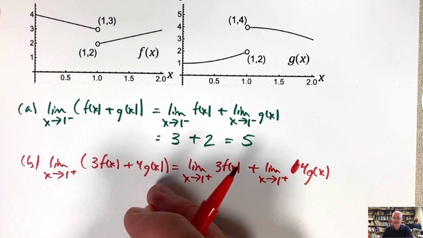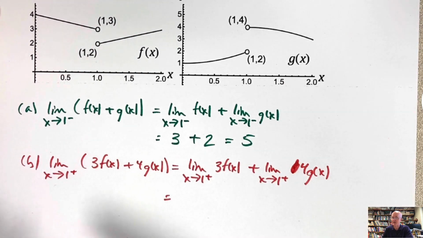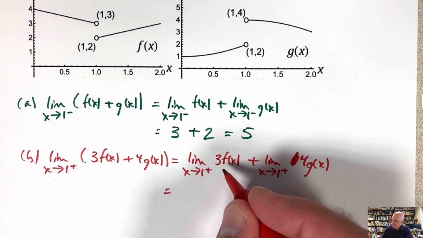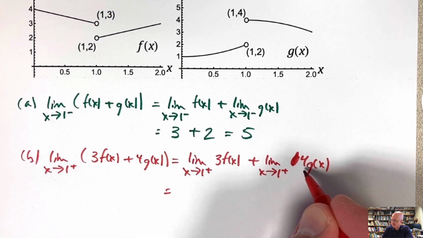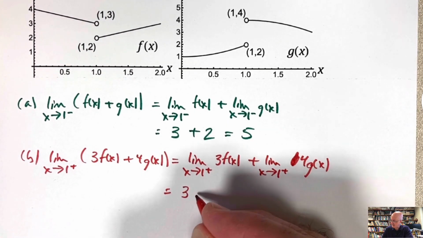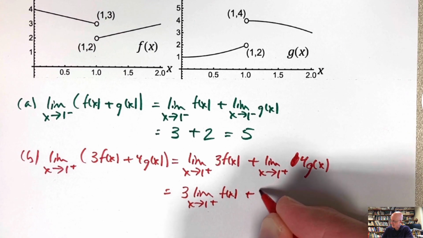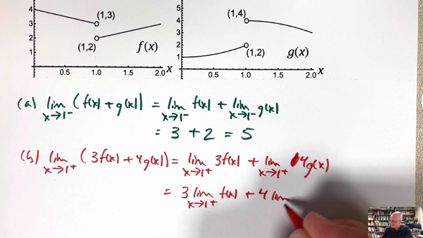6 plus 16, 22 should be the answer. I'm just being a little bit more formal in writing out the properties here. The next property being that I can factor these constants out in front and write 3 times the limit as x approaches 1 from the right of f of x and 4 times the limit as x approaches 1 from the right of g of x.